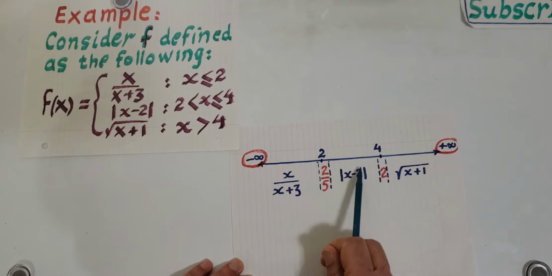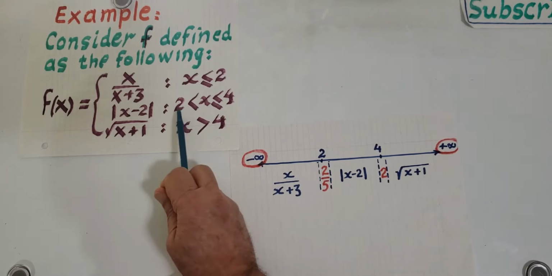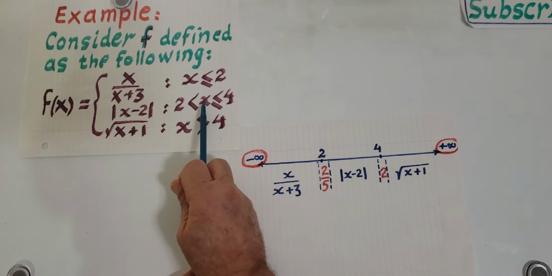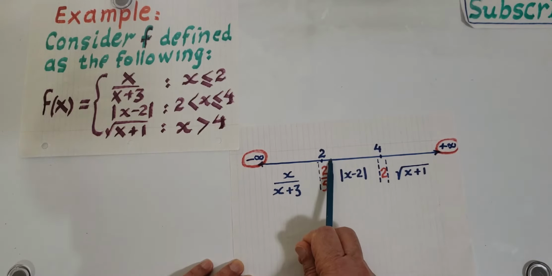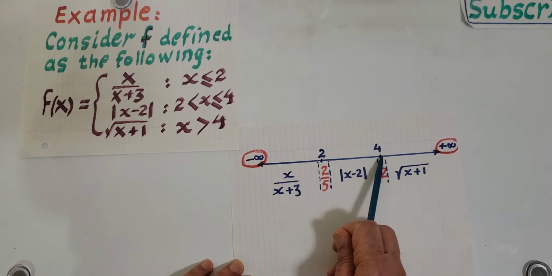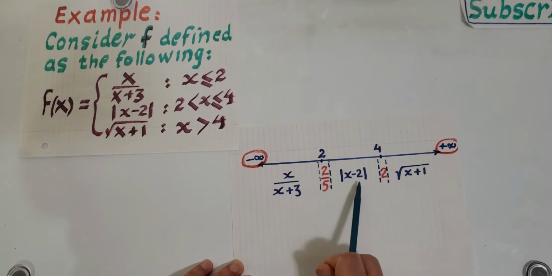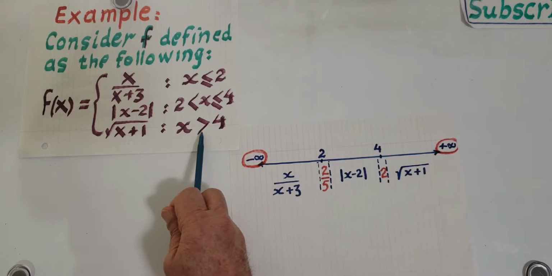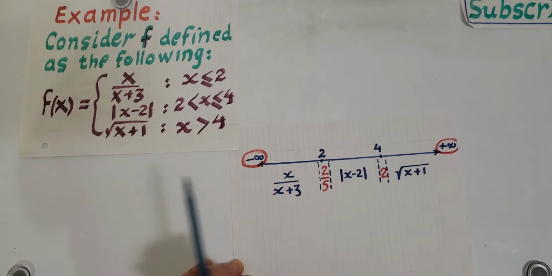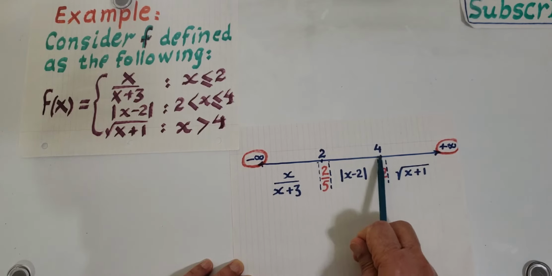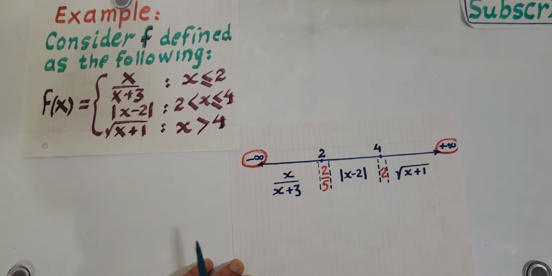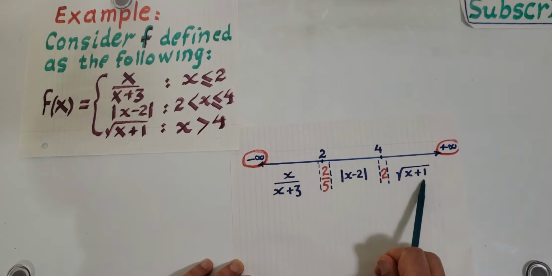The second equation starts after 2, that means it does not include 2, and goes till 4. 4 belongs to this interval for the second equation. While the third equation starts after 4, where x is greater than 4. So it starts after 4 and goes till positive infinity. This is the third equation.